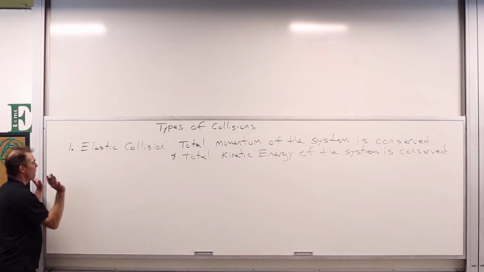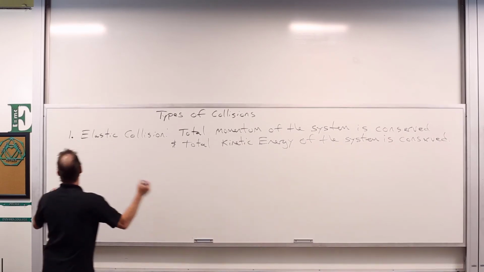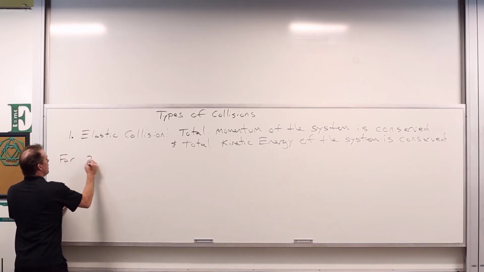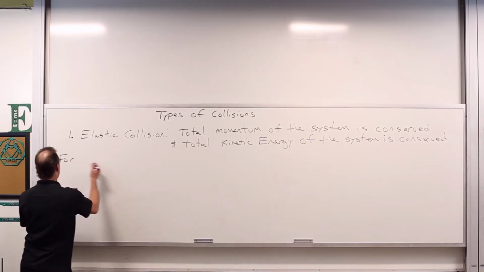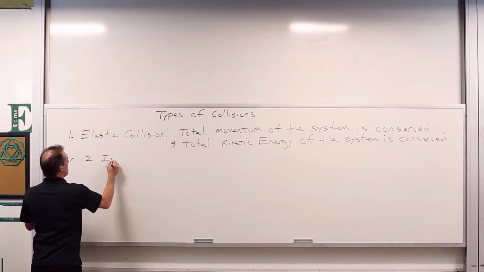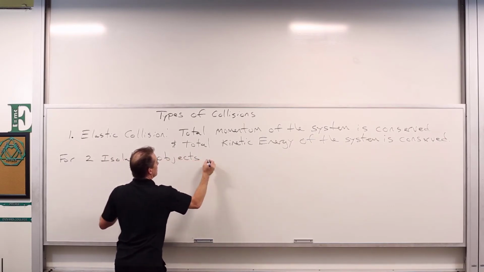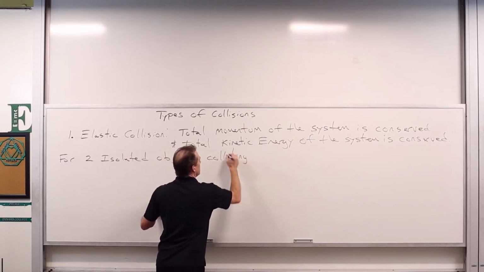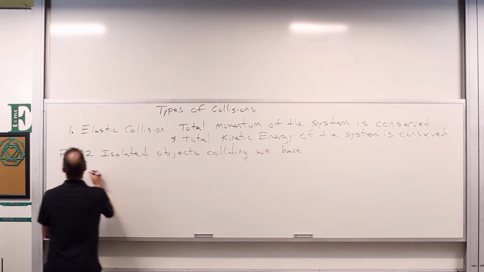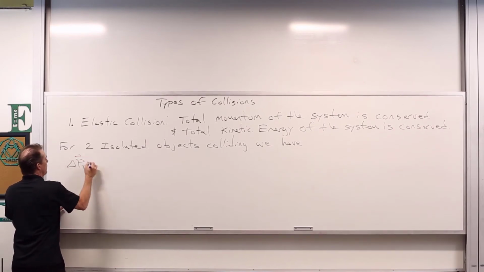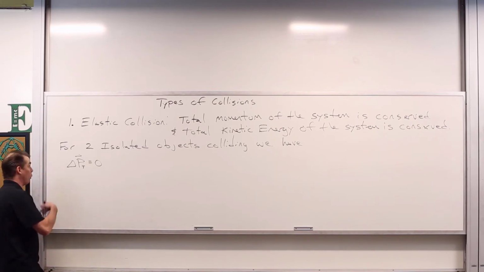So, we'll just consider 2 objects, but really this is for any number of objects interacting. For 2 isolated objects, they have to be isolated for total momentum to be conserved. 2 isolated objects colliding, we have then this. Delta P total is equal to 0. That's total conservation, or conservation of total linear momentum.